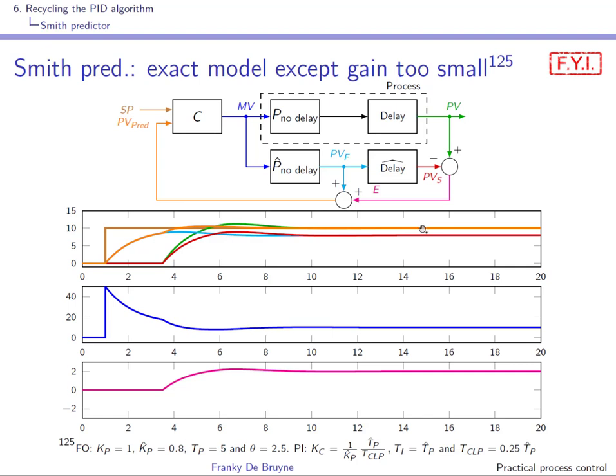Well, if you see such a response, you can immediately see that there is something wrong with the gain of the model, right? If you have a steady state error, as you clearly can see over here, this is a sign that there is something wrong with the static gain in the model.